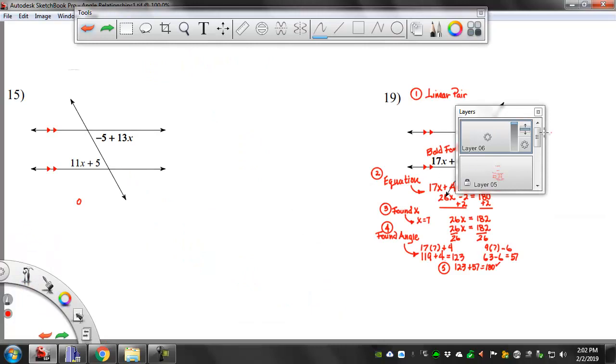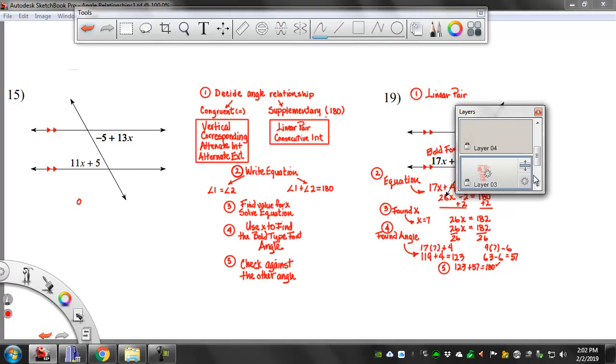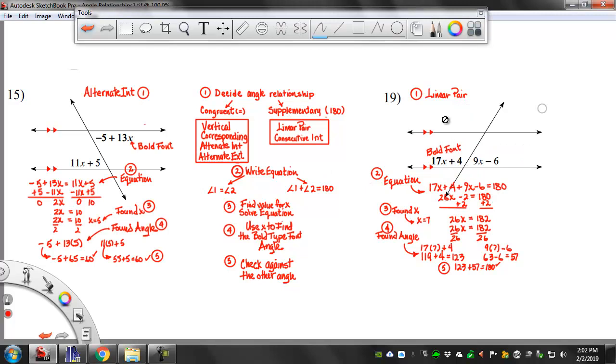So let's go ahead and look at what we've done so far. Let me bring all these pieces back up. So first thing we want to do is decide the angle relationship. It doesn't matter if you have a linear pair or alternate interior. You have to decide if they're congruent angles or if they're supplementary angles. Then once you do that, remember for the congruent type angles, you set the two angles equal to each other. And if they're supplementary, you add the two angles together to get 180.